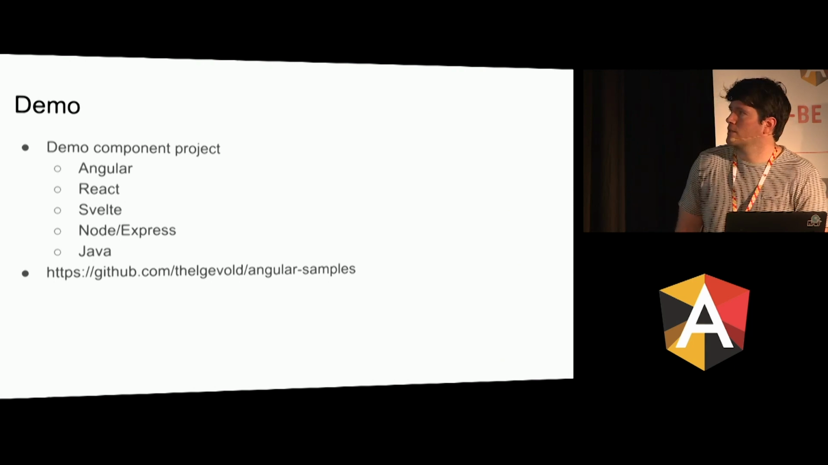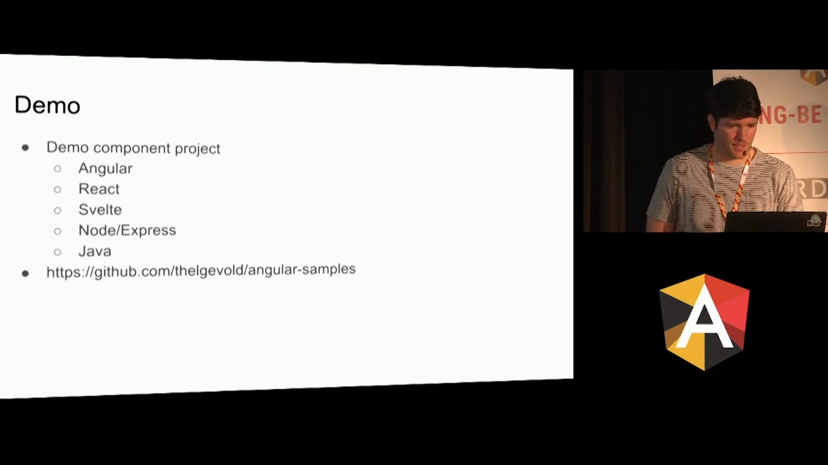So let's take a look at an example. I have this demo component project that I built. I'm using Bazel to build the whole thing, and I have code in Angular, React, something called Svelte, Node, Express, and Java. And I have a link to it here if you're interested in looking at it. And so let's just take a look.